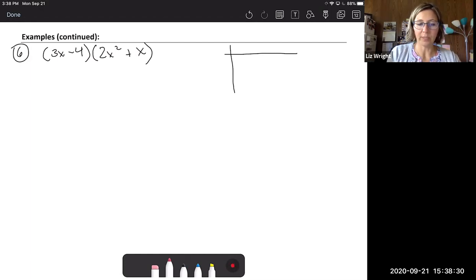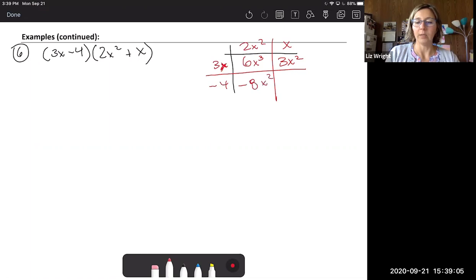So the first one, we can do 3x, minus 4. And then up here, we can do 2x squared, and we can do an x. You can change those around. So 2x squared and x could go vertically, and the 3x minus 4 could go horizontally. That part doesn't matter. Then when we're multiplying, we would take 3x times 2x squared, and that's going to give us 6x to the 3rd. And then I'm going to take 3x times x, which is going to be 3x squared. Then I'm going to take negative 4 times 2x squared, which is going to give me negative 8x squared. And then I'm going to get negative 4x because it's negative 4 times x.